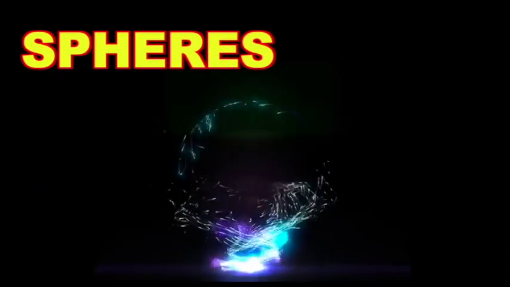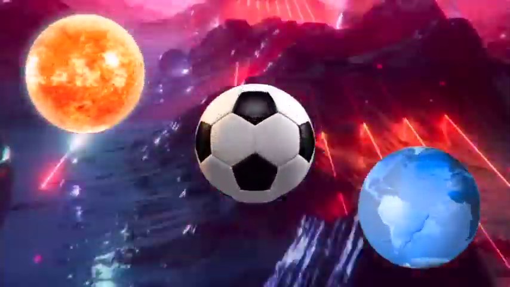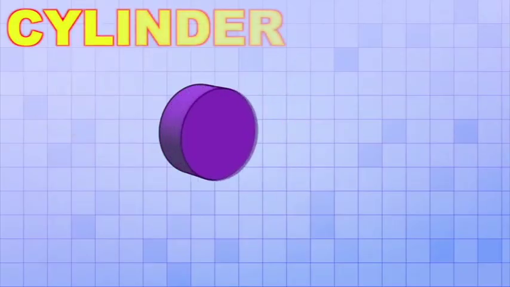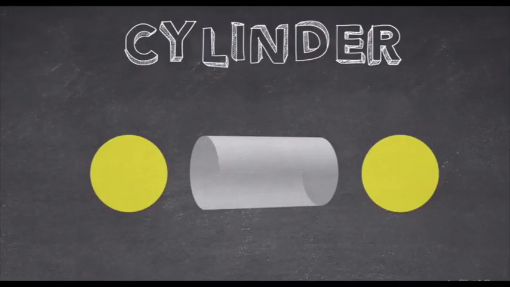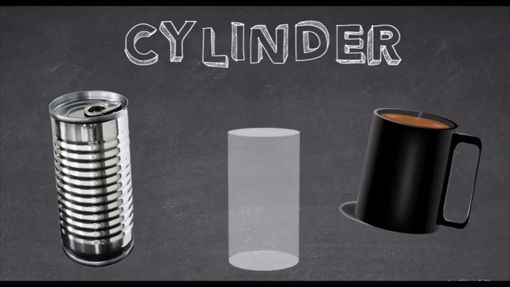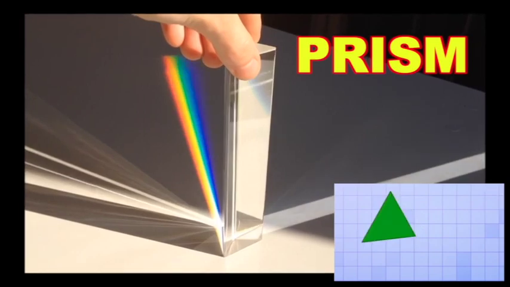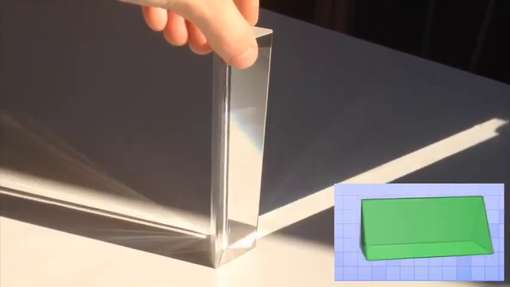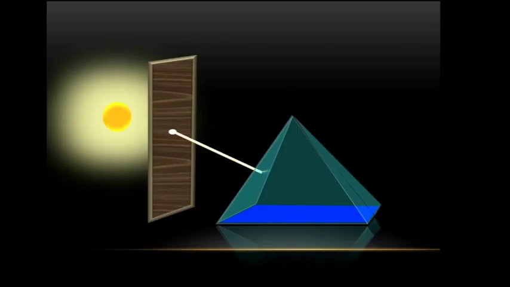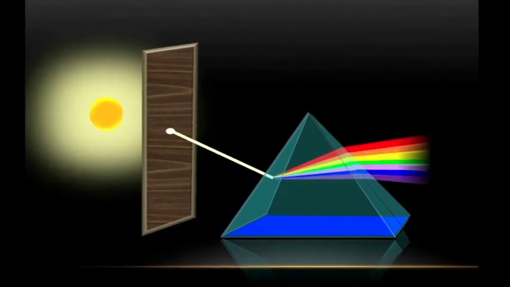3D circles are called spheres. The sun, balls, and globes are all spheres. Combine a circle and rectangle to make a cylinder. Cans, cups, and candles are cylinders. A prism is a 3D combo of a triangle and a rectangle. I use a prism to split white light into a rainbow of colors.